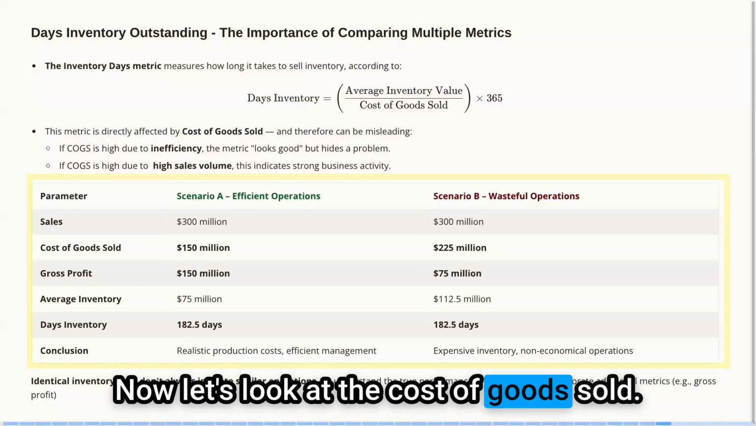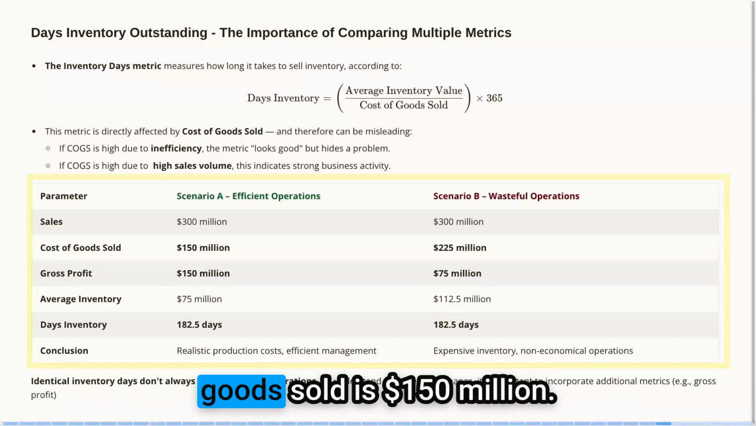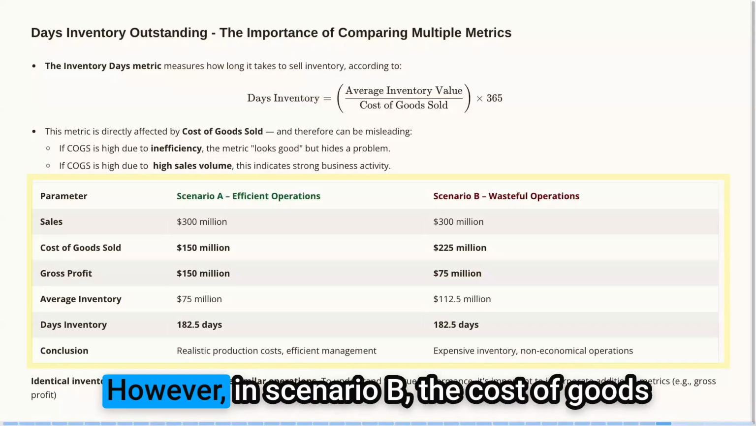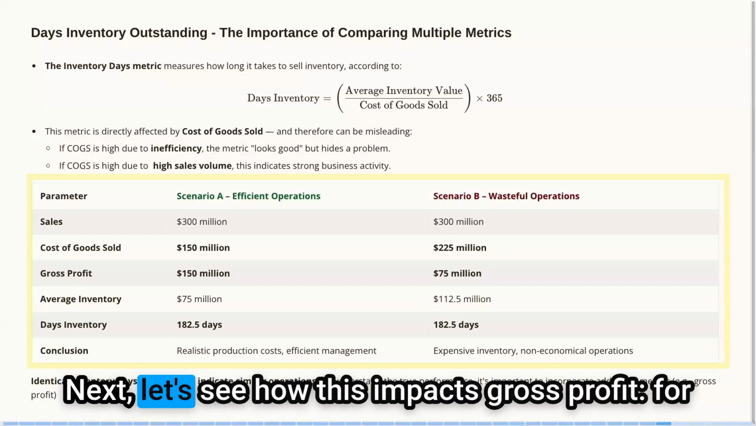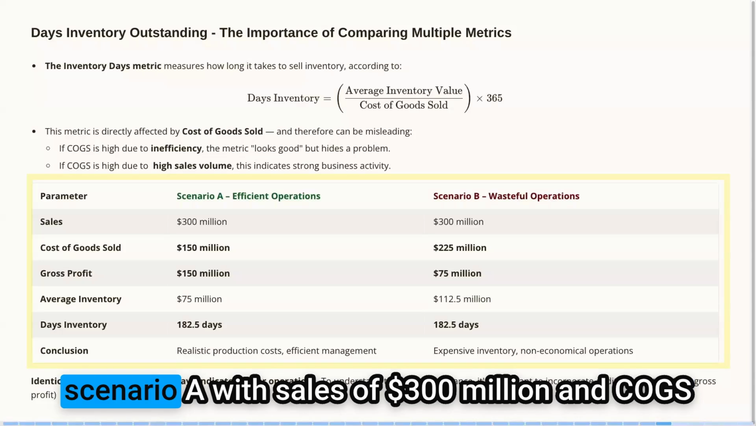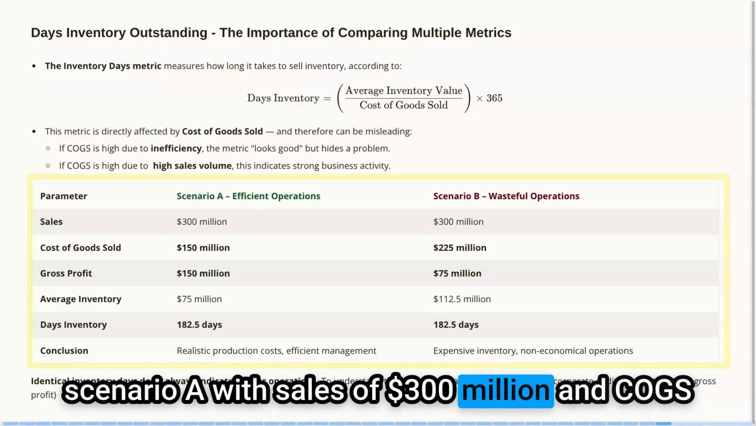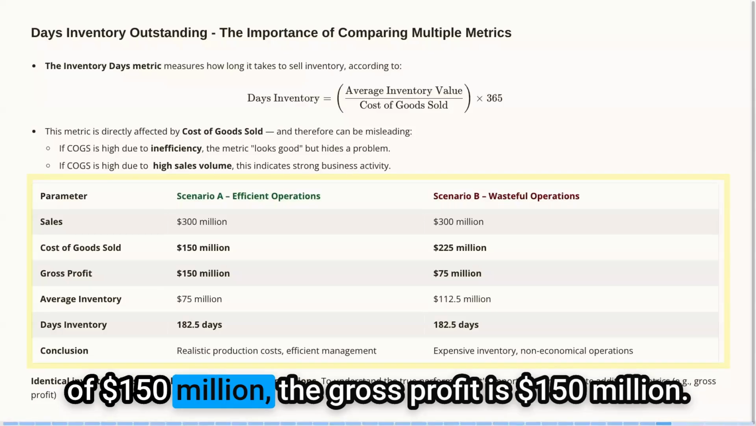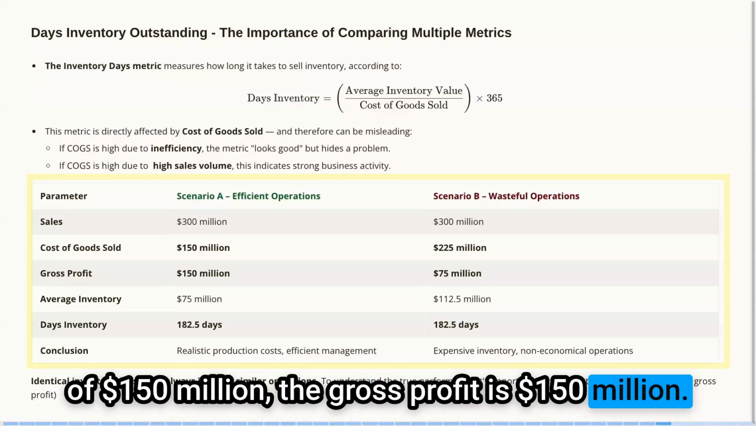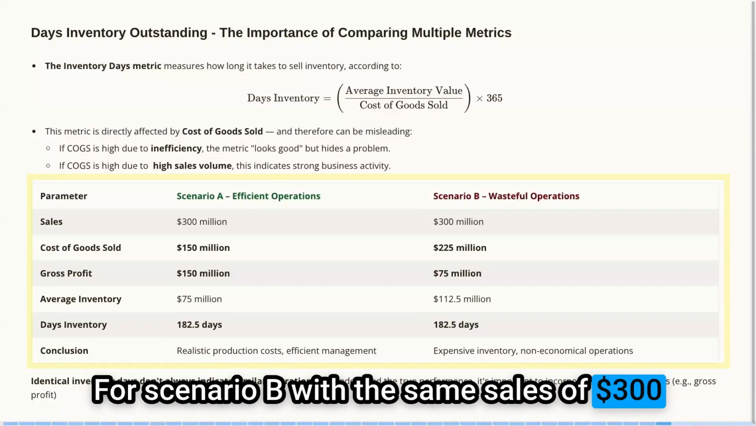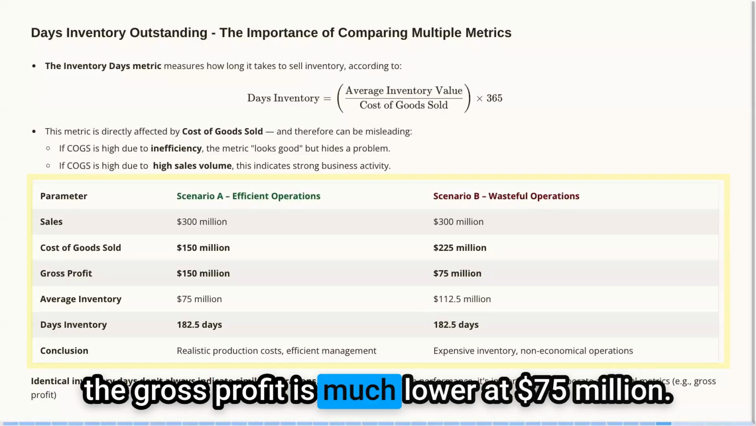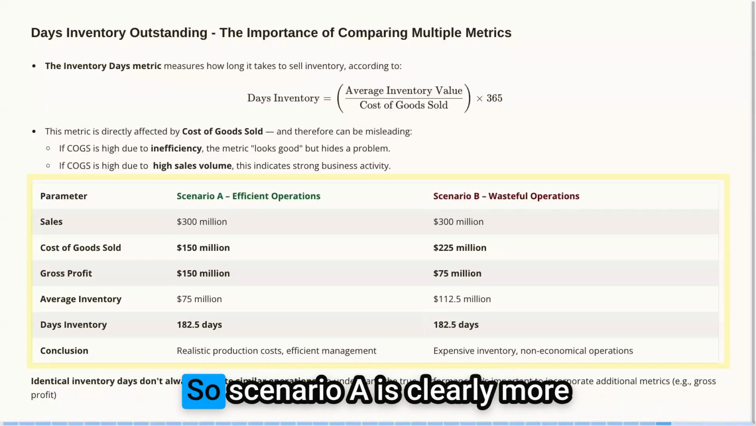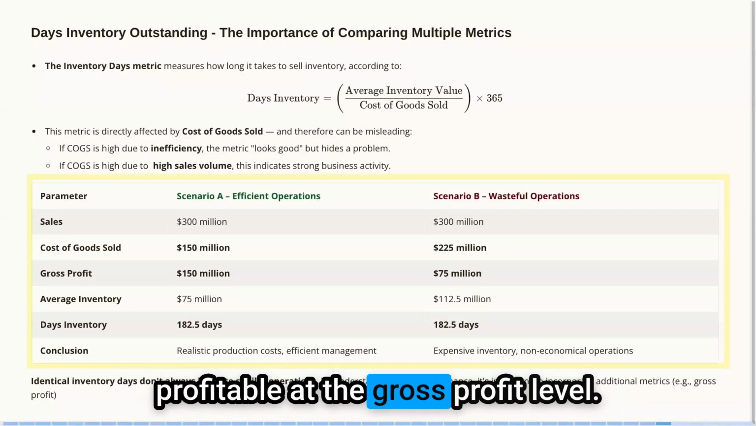Now, let's look at the cost of goods sold. In scenario A, the cost of goods sold is $150 million. However, in scenario B, the cost of goods sold is significantly higher at $225 million. This is a key difference. Next, let's see how this impacts gross profit. For scenario A, with sales of $300 million and COGS of $150 million, the gross profit is $150 million. For scenario B, with the same sales of $300 million but a higher COGS of $225 million, the gross profit is much lower at $75 million. So, scenario A is clearly more profitable at the gross profit level.